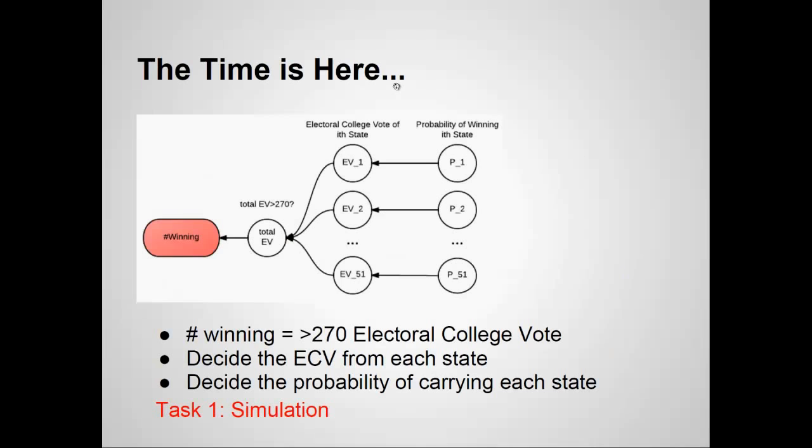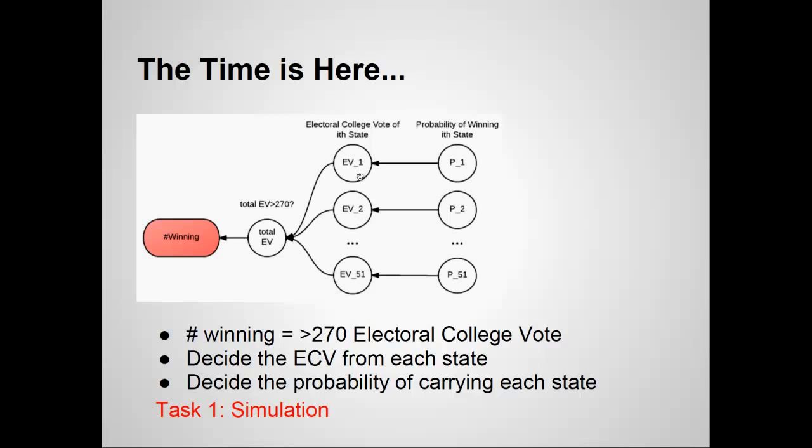So the first part is how to model the process of poll-based election forecast. The easiest thing to do is the last step. Let's say you want to predict who will take the White House this year. All you need to know is whether he or she gets more than 270 votes. In order to get that number, you need to know how many electoral college votes the candidate gets from each state.